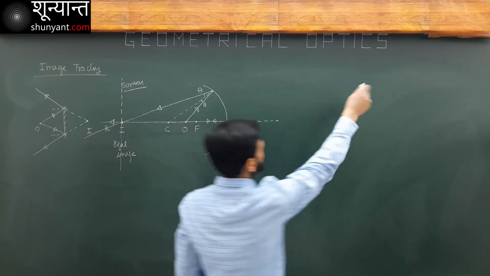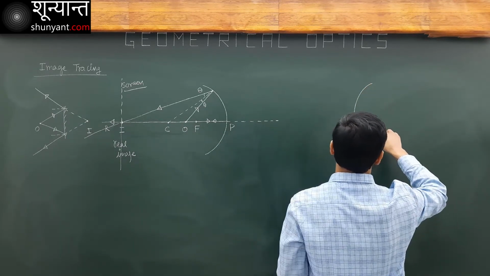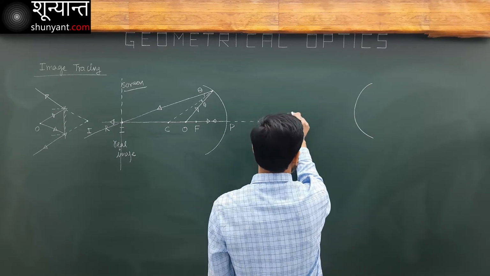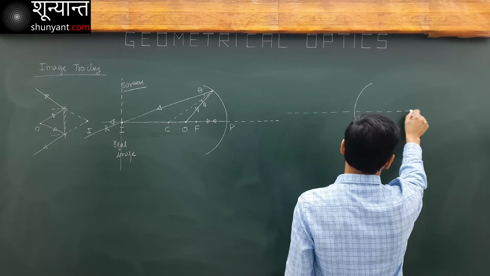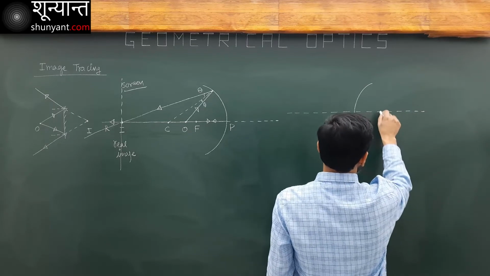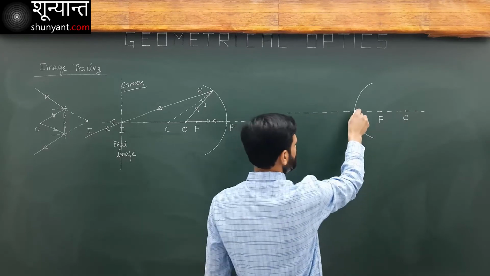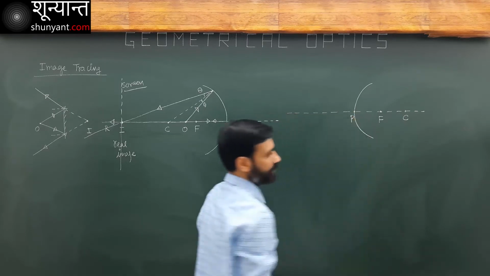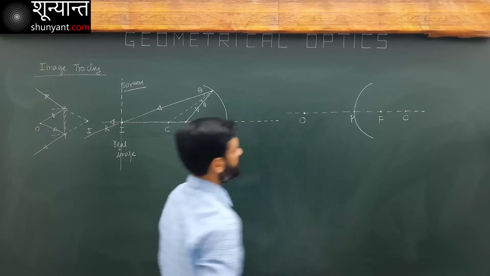Now, in convex mirror, let's take the case of a convex mirror here. Of course, the object has to be kept in front of the mirror because the image is formed by reflected rays. This is my focus. This is my center here. Okay? This is pole. My object is here, let's say. This is my object.